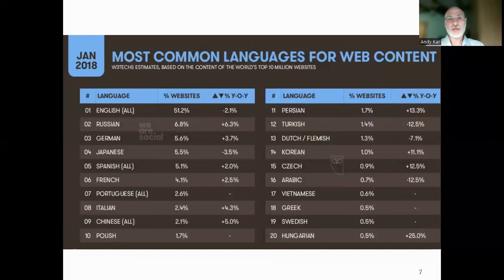Now we have here a similar table, which involves the languages that are most commonly used on the internet. And we can see here that the number one language is, of course, English, with 51% of the websites using it. The second language is Russian, then German, Japanese, Spanish, French, etc., which we can see are much lower in terms of use by the websites. It's all over the internet. All the other languages you see, the last ones here are Greek, Swedish, and Hungarian, etc.